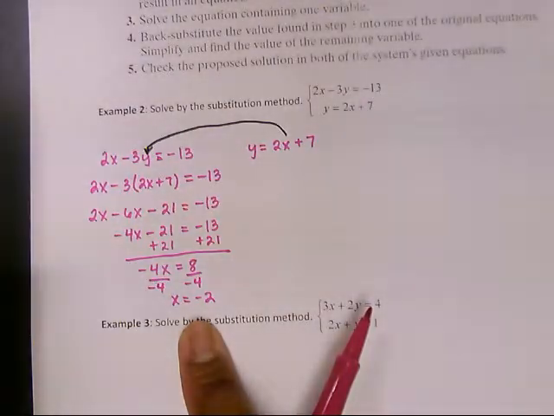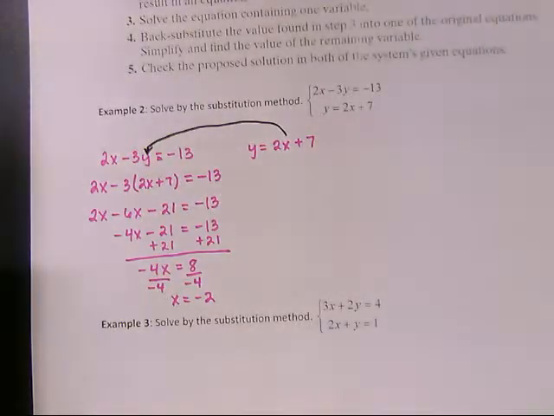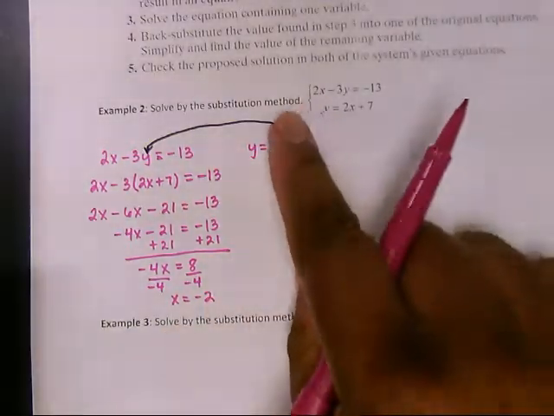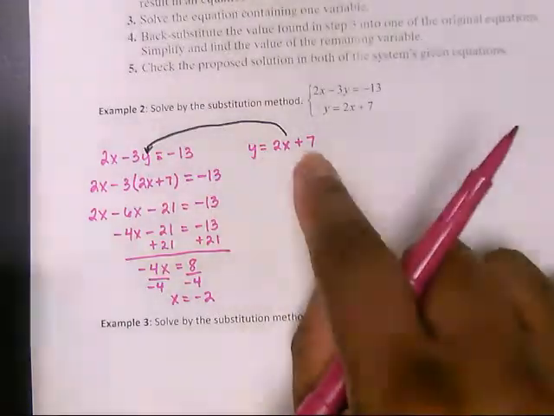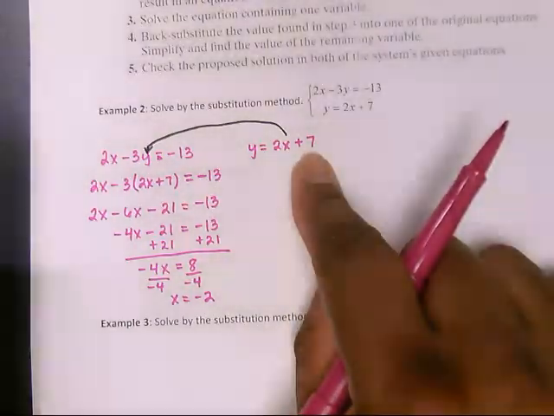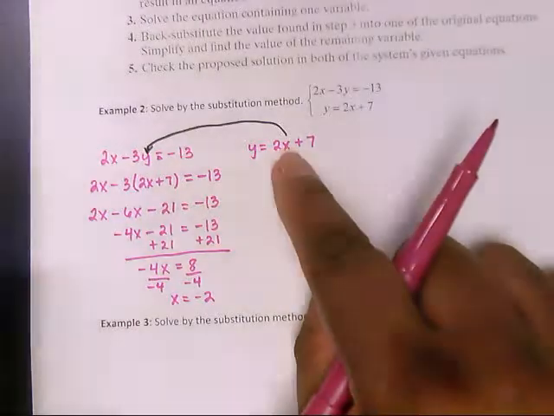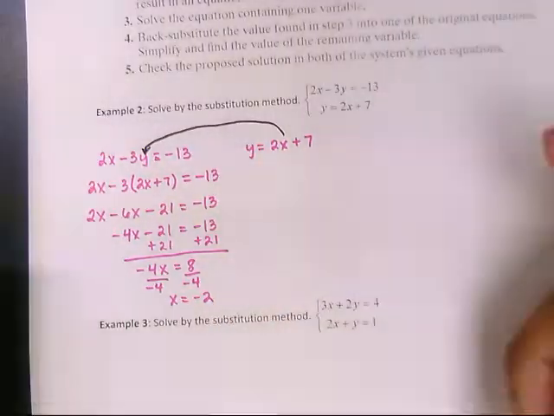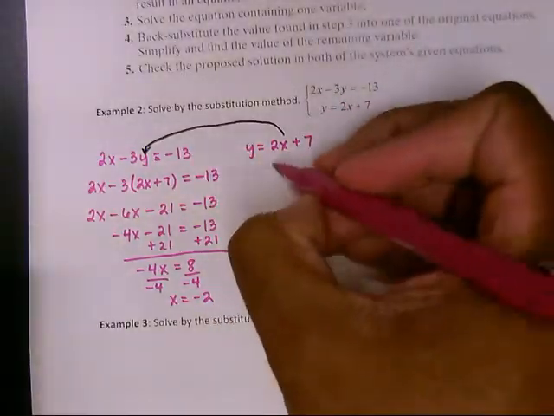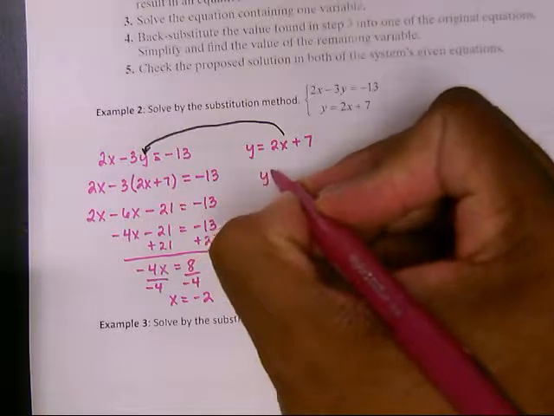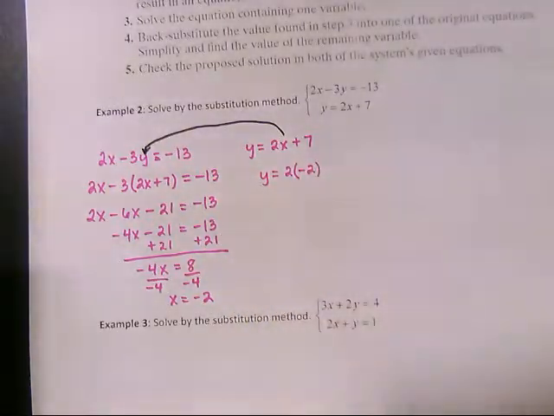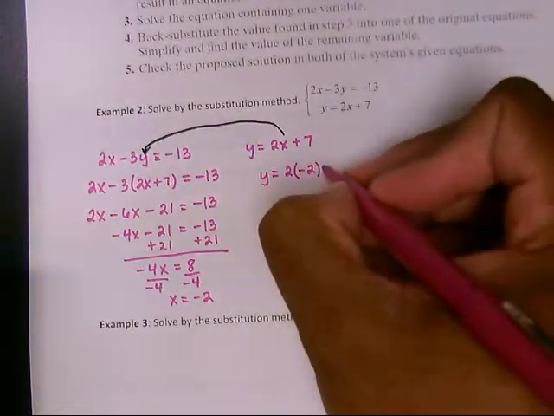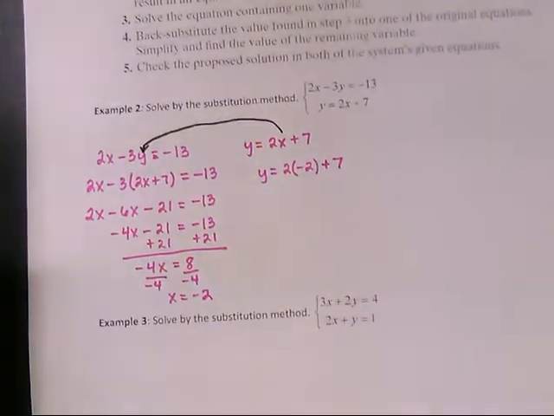Now we're going to do the back substitution in one of the original equations. Since x is equal to negative 2, and since I already know that y is equal to 2x plus 7, I'll substitute the x with negative 2. So I got y is equal to 2 times negative 2 plus 7.